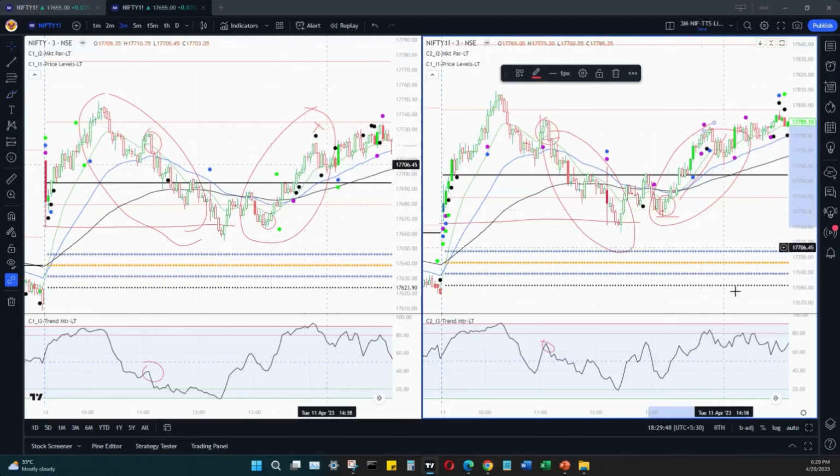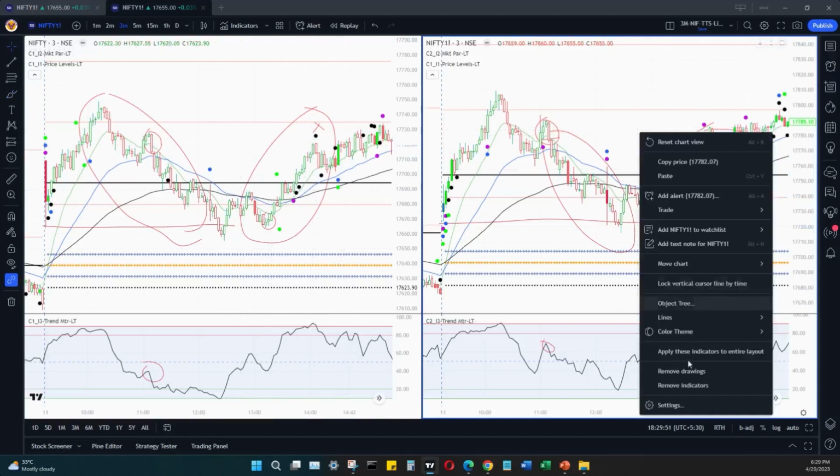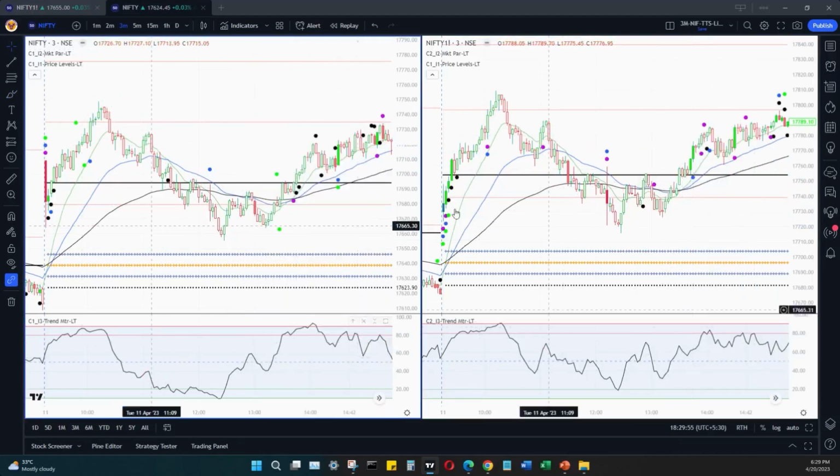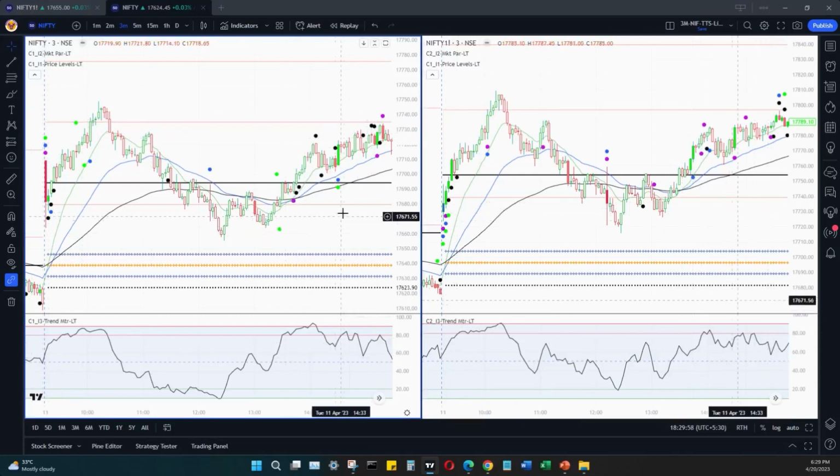So let me clear the drawings out, and we can quickly move into the chart for April 12th and see what kind of signals the strategy gave.